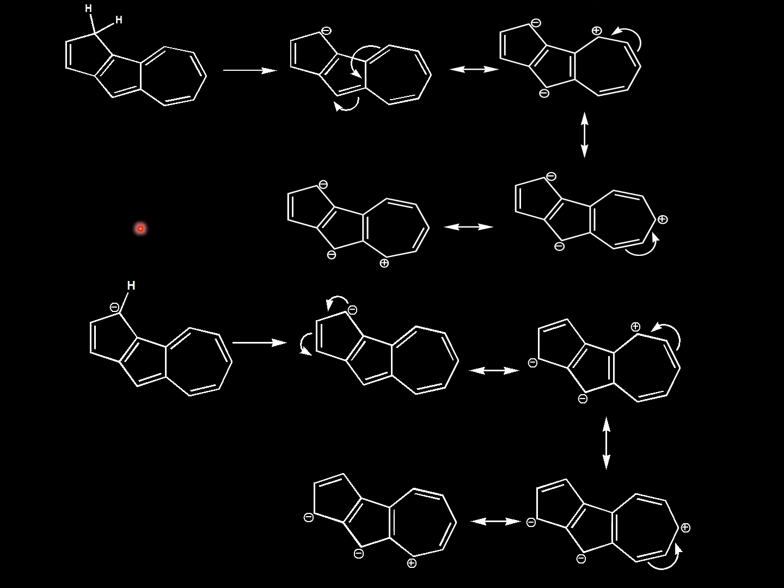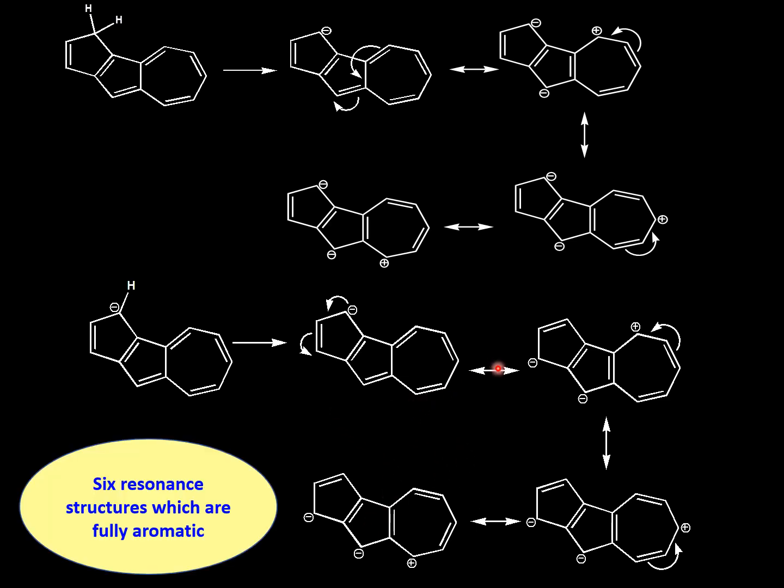On this screen, you are observing the maximum number of dipolar resonance structures which are possible for this conjugate base. A total of 6 resonance structures have been drawn in which all the rings will be aromatic in character.